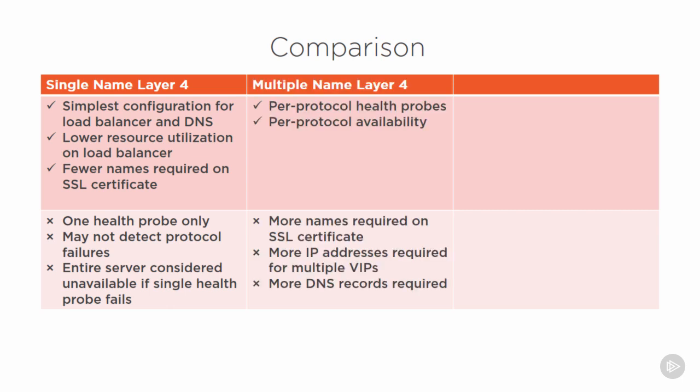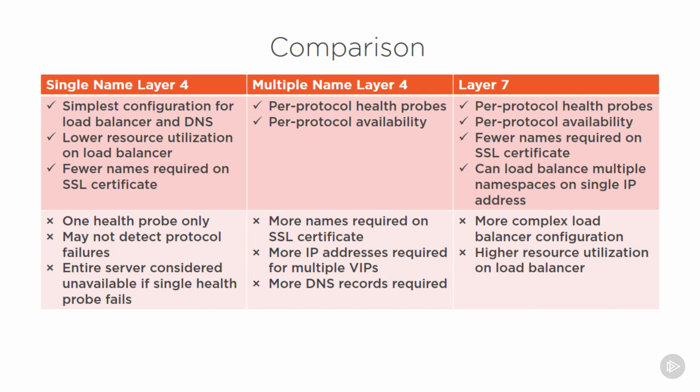And if that one protocol that you are health checking goes down, well, the entire server is considered unavailable. If you do multiple namespaces at layer 4, you get the advantages of per protocol health probes and per protocol availability. However, you end up with more names required on the SSL certificate, which is going to be more expensive. More IP addresses are required to host those multiple virtual IPs on the load balancer, so it's now more complex. And there are also more DNS records that you need to create and manage as well.